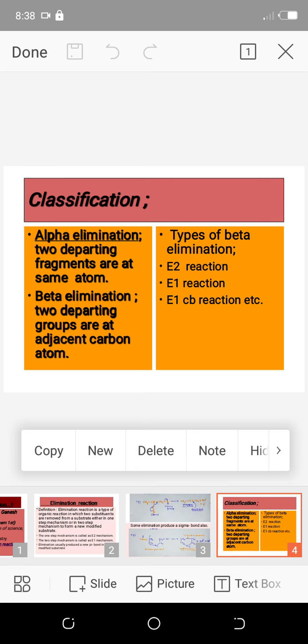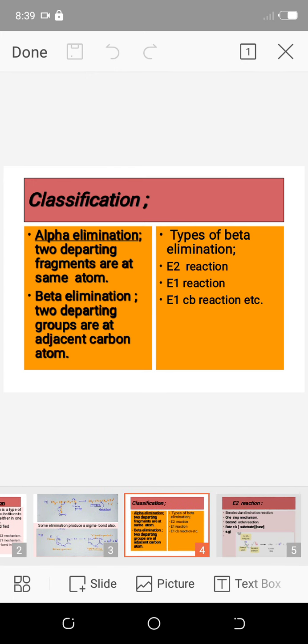Now beta eliminations are further classified into three reactions. The first one is the E2 elimination or E2 reaction. Next is E1, and the third one is the E1CB reaction or E1CB elimination.